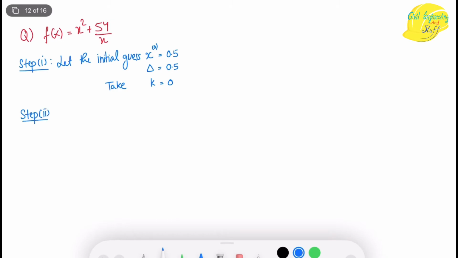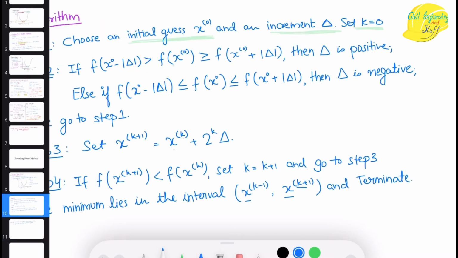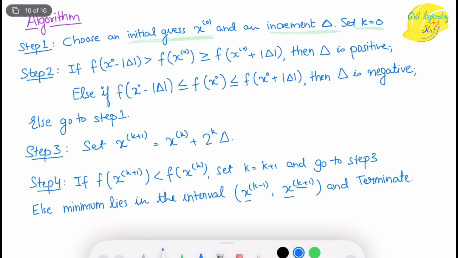All right, so what does step 2 say? Step 2 says that we have to find the neighboring functional values of the equation. So we have to find f(x0 − delta), f(x0 + delta), and f(x0), and see which of these relations is being followed.